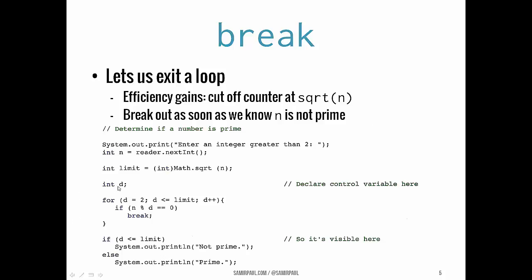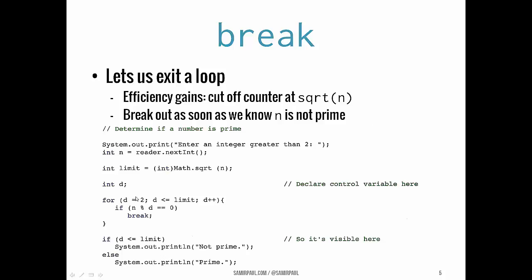We first declare a counter variable, a control variable, outside of the for loop. Now that's important, because this is declared outside of the for loop, it means that we can change its value in the for loop, but after we exit the for loop, it will still be visible to us. It'll still exist. So let's take a look.